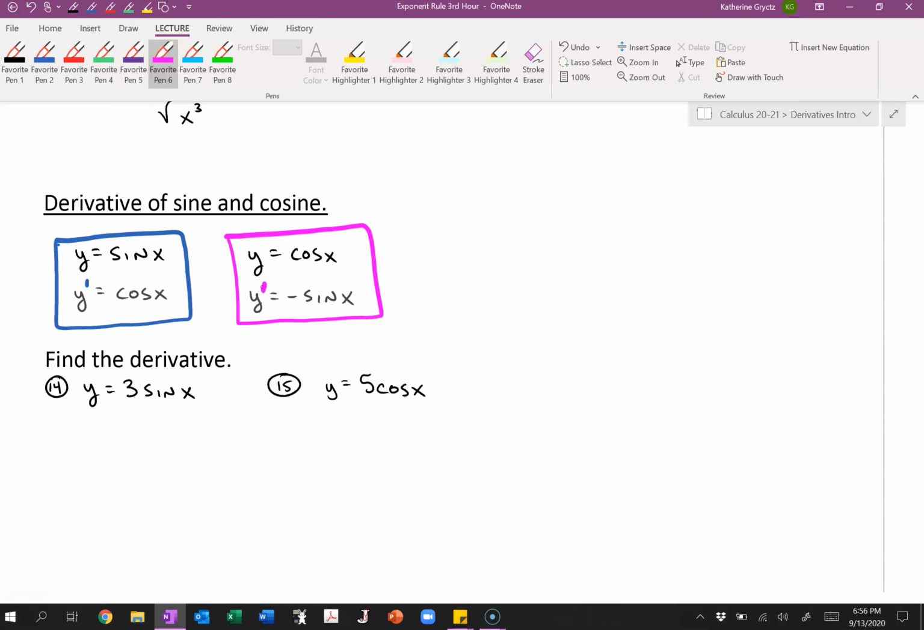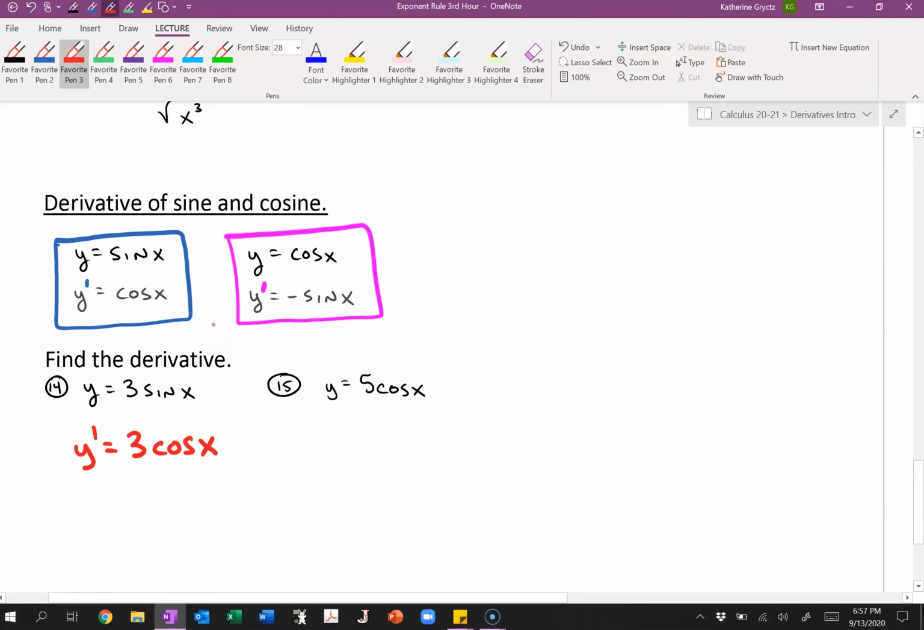So we have two to practice on, and those are pretty simple. Just as a note for you, if there is any number sitting out front, just a number, not a variable, a number multiplied out front, it's just going to stay there when you take a derivative. It doesn't multiply by anything, it just sits out in front as a coefficient. So if I ask you to take the derivative of y equals 3 sine x, that 3 is going to stay there, and I'm going to take the derivative of sine. So if I look back, the derivative of sine is cosine, and that's it.